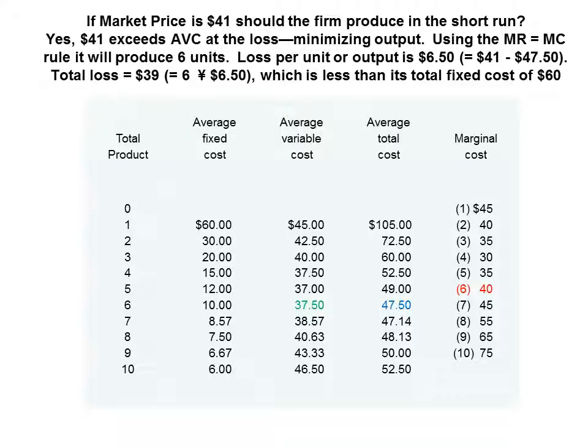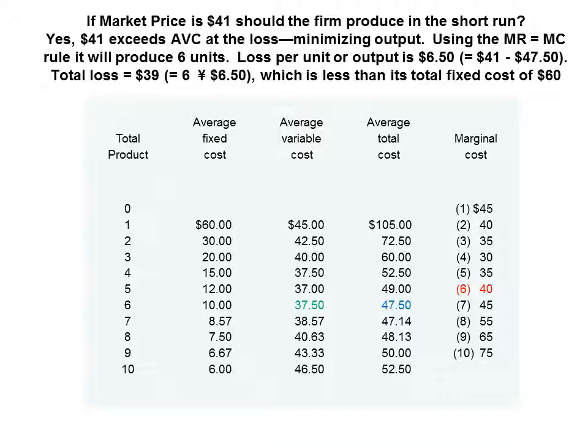Now here's the bad news. Although price is greater than average variable cost, look at the relationship between price and average total cost. We're producing and selling each unit at $41 per unit. The price equals marginal revenue. We're price takers. We have to sell at that price. We have no control over price. Unfortunately, average total cost at 6 units of output is $47.50. That means we will lose $6.50 for each one we produce and sell.